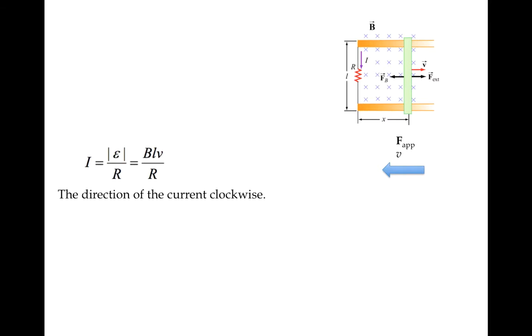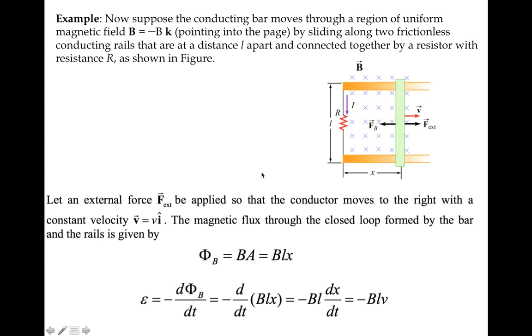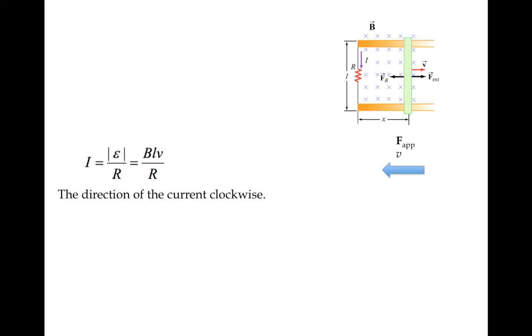I want to give you a different scenario. In the previous example, the bar is moving this way. So that means d phi dt is increasing, or it's continuously increasing. What happens if the applied force now is this way? So the applied force, the external force, is this way. If it is this way and V is this way, what does that mean?